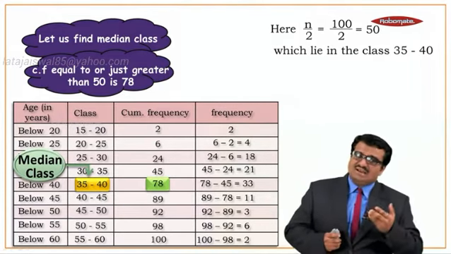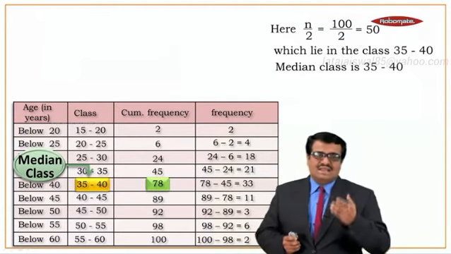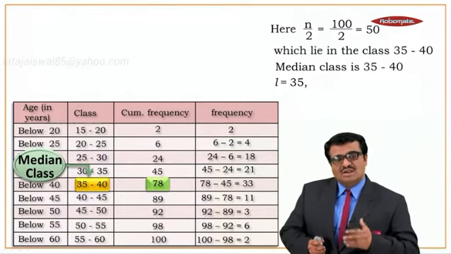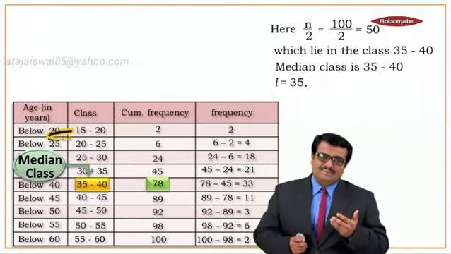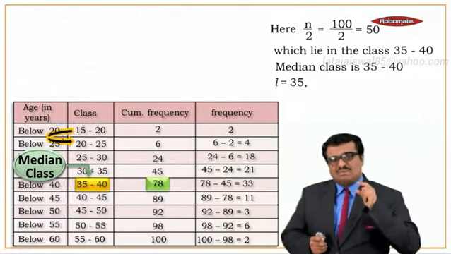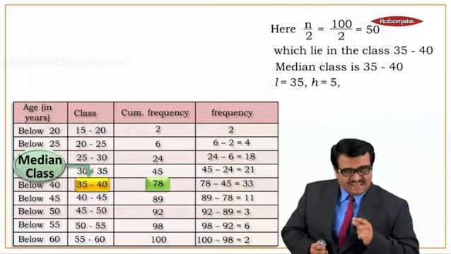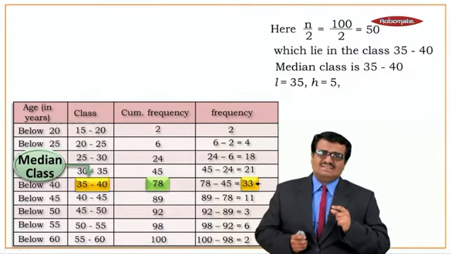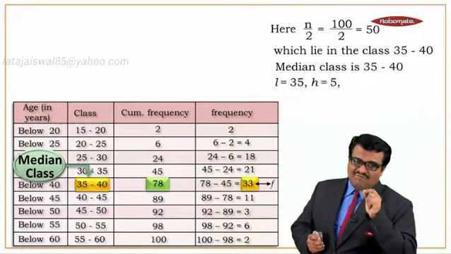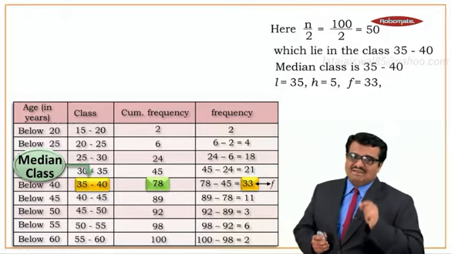Since we have located the median class, let us note all the values that are there in the formula. So the median class is 35 to 40. The lower limit of the median class, L, is equal to 35. Then the class width is obtained by subtracting any two consecutive limits. So 20 and 15, if you subtract, the class width is 5. The next comes the frequency of the median class, denoted as F. F is 33.